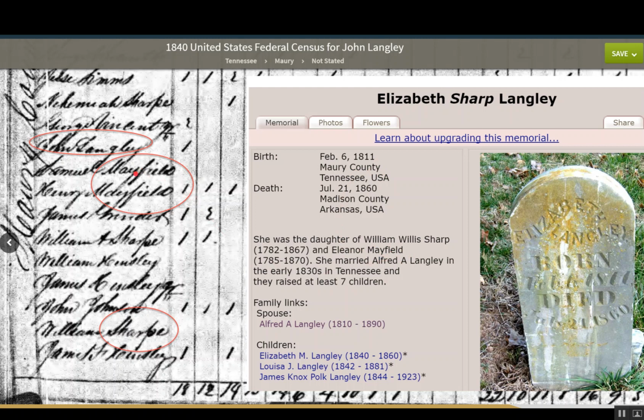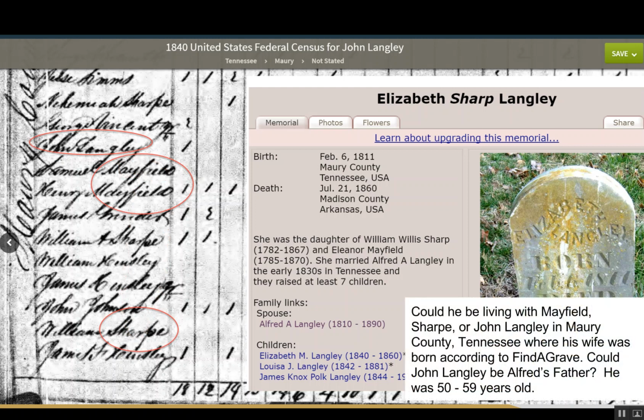And even though we can't find Alfred in the census, he may have been living with these Mayfields or these Sharps. So that's something you could look at and see if that might be a possibility, which I really think it is. I think this is where he is, unless he got missed in the census.